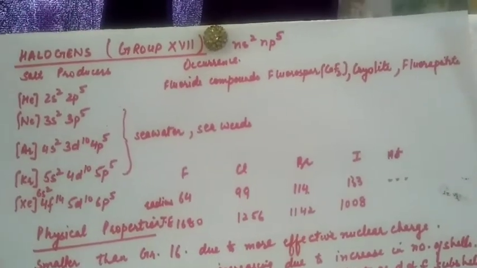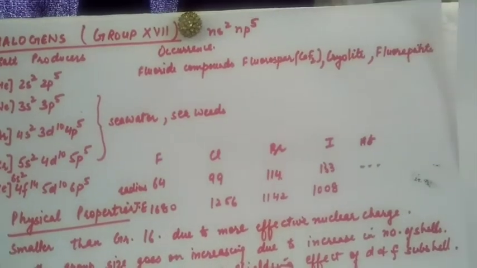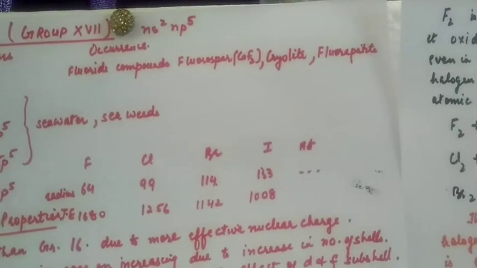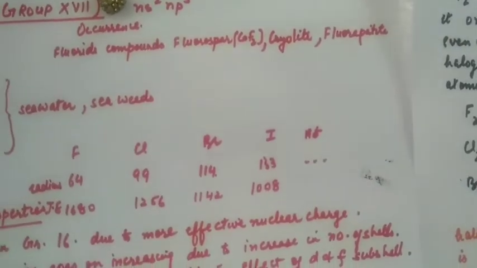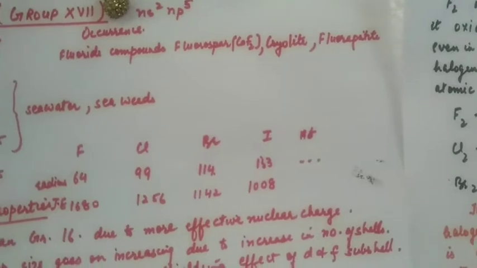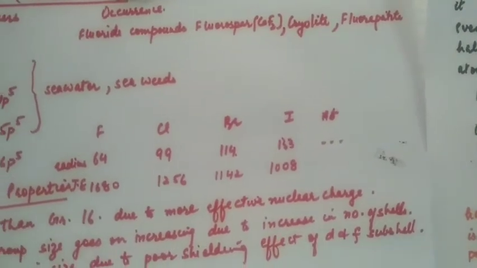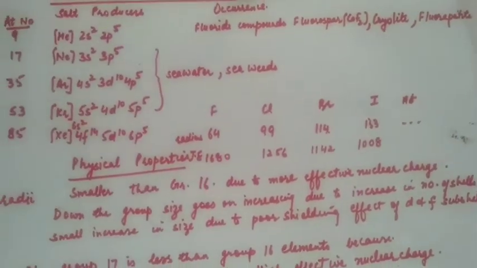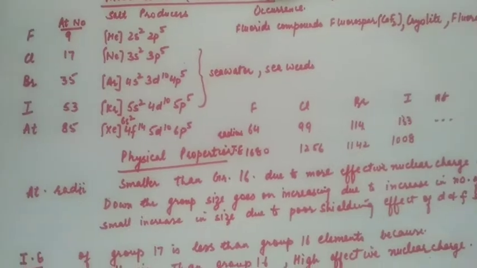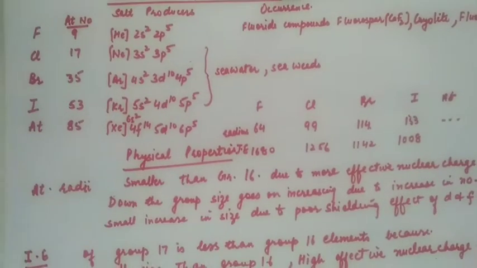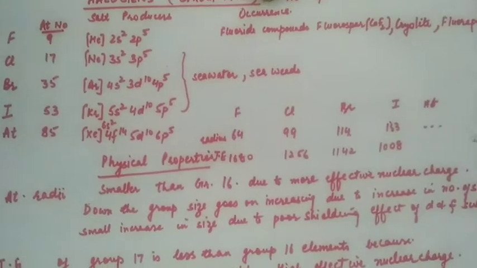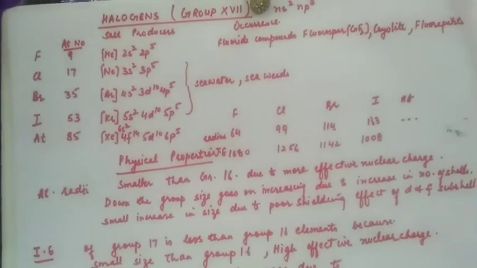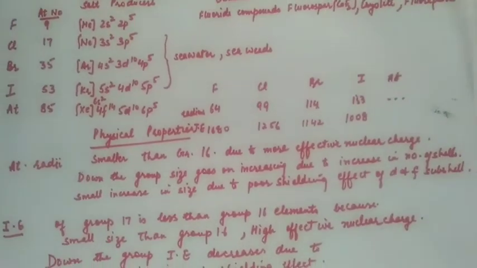Occurrence: fluorine occurs in the form of fluoride compounds like fluorspar, cryolite and fluorapatite. Fluorspar is CaF2, cryolite is Na3AlF6 and fluorapatite is 3Ca3(PO4)2·CaF2. The elements chlorine, bromine and iodine are found as salts in seawater, and iodine concentration is found in seaweeds. Astatine is a radioactive element.